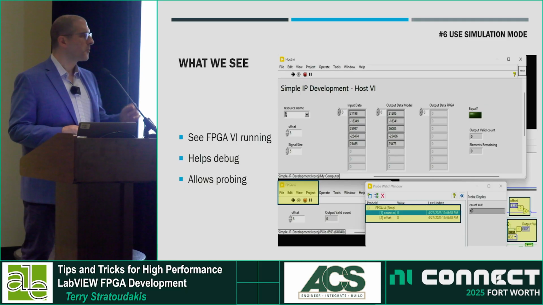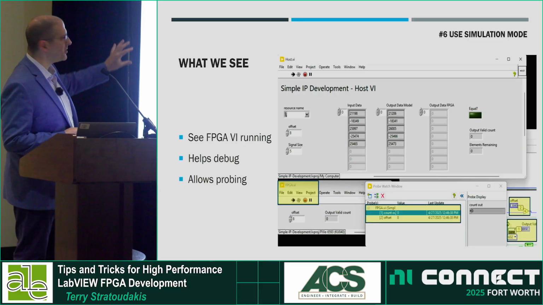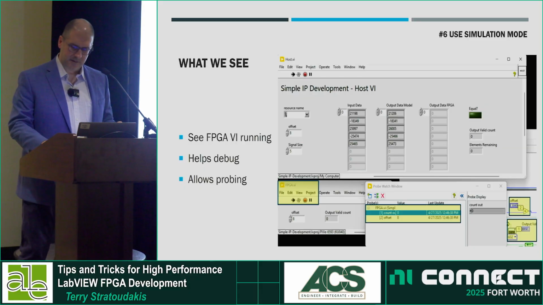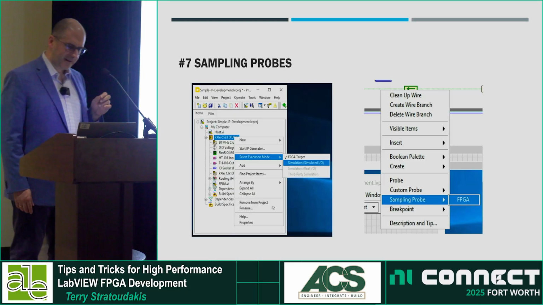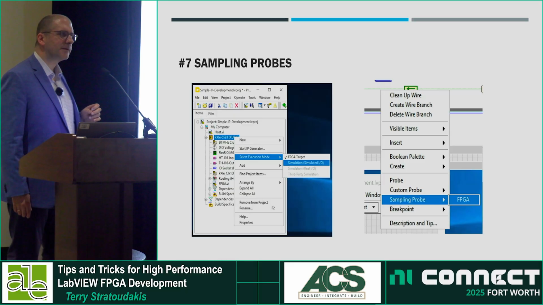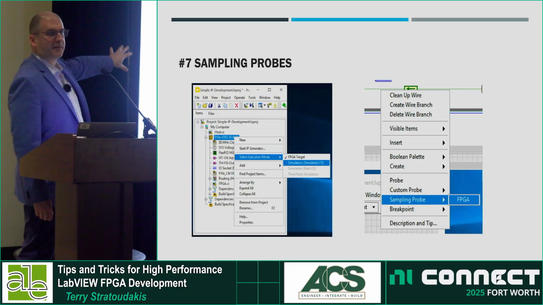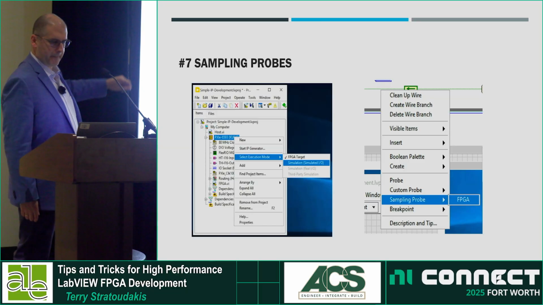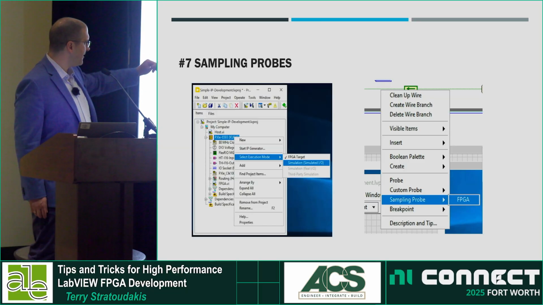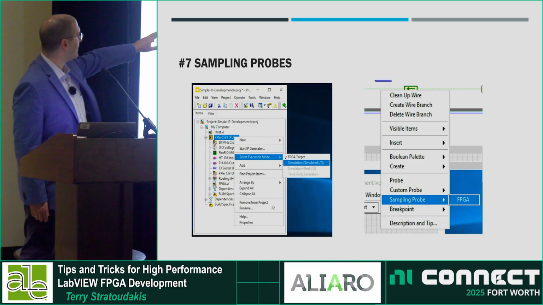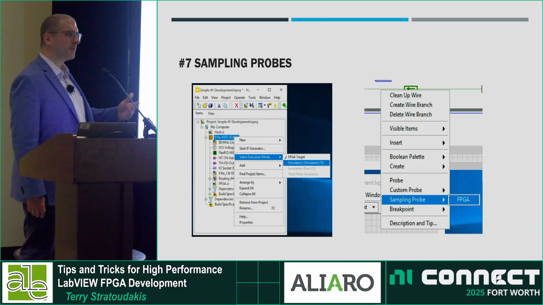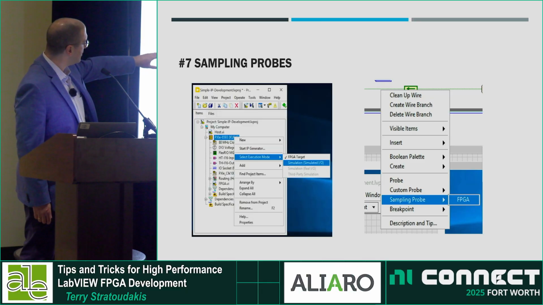Now, while you're in simulation mode and you're using these probes, I think this one's a really lesser known feature: sampling probes. So now when I right click, first of all, I have to be in simulation mode. I then make sure that I go and right click on a wire. We all know about probes, right? That's right there, close to what I've selected.